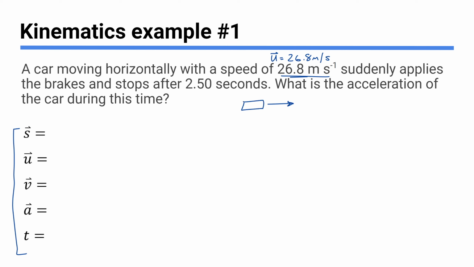So I've got my car going this way. I've got a beautiful car. Let's make a little sketch. Beautiful car going this way. It's got an initial speed of 26.8. It goes some distance and then it stops. So I'm trying to picture what's happening in the problem.